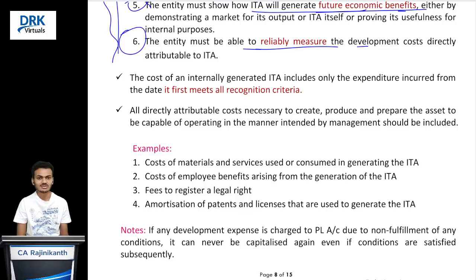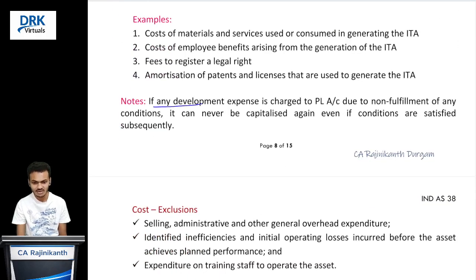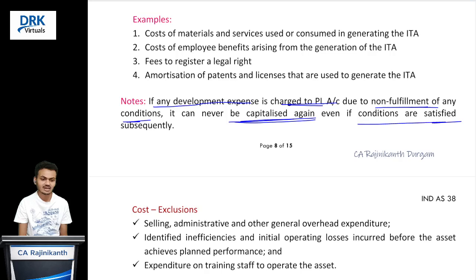And one more thing is, an expense that previously we charged to profit and loss account should not be capitalized later just because the 6 conditions are now satisfied, right? See here, note point. If any development expense is charged to profit and loss account due to non-fulfillment of any condition, it can never be capitalized again, even if conditions are satisfied subsequently. That is what the standard is saying.